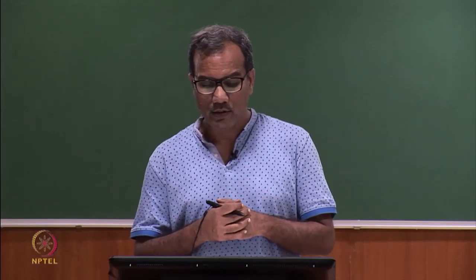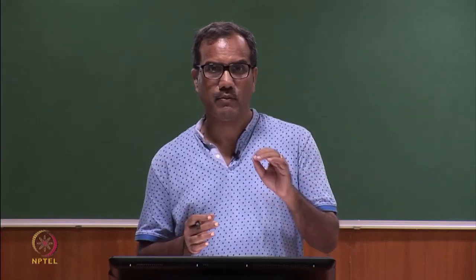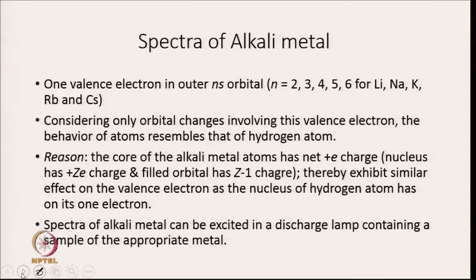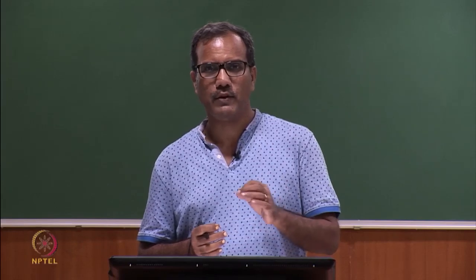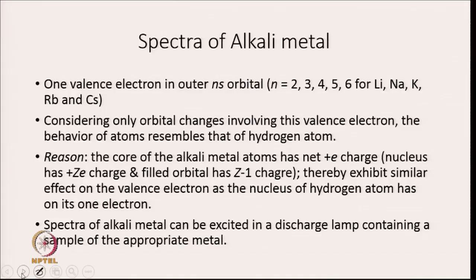Now we will discuss the spectra of alkali metals. All alkali metals have one valence electron in the outer ns orbital. n is 2 for lithium, n is equal to 3 for sodium, n is equal to 4 for potassium, and so on. Considering only orbital changes involving this valence electron, the behavior of the electron resembles that of the hydrogen atom. What is the reason? The reason is that the core of an alkali metal has a net positive charge.